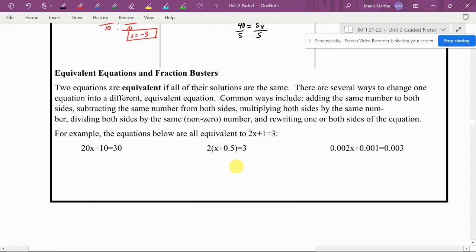All right, welcome to part two of 2.13, equivalent equations and fraction busters. So two equations are equivalent if all of their solutions are the same. There are several ways to change one equation into a different equivalent equation.